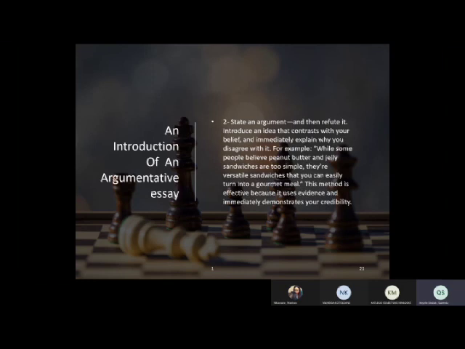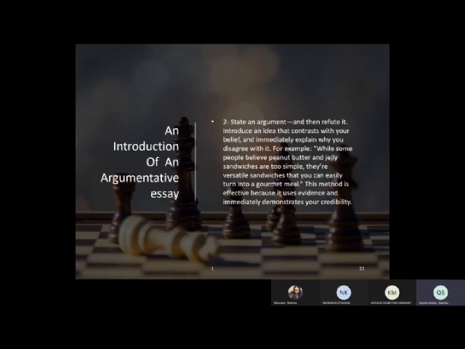So, to state an argument and then refute it. Now, I told you when we started that there's something very specific with the argumentative essay, what we call the refutation, right? So with the argumentative essay, unlike other essays where you simply state the purpose or the thesis, with the argumentative essay, you have to refute it.